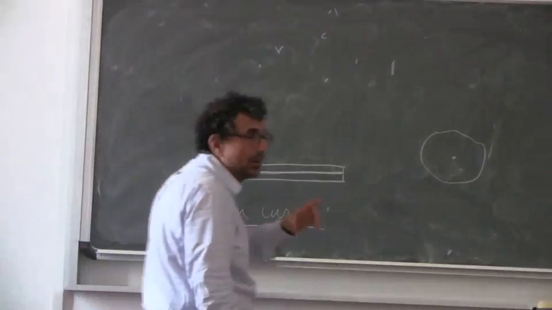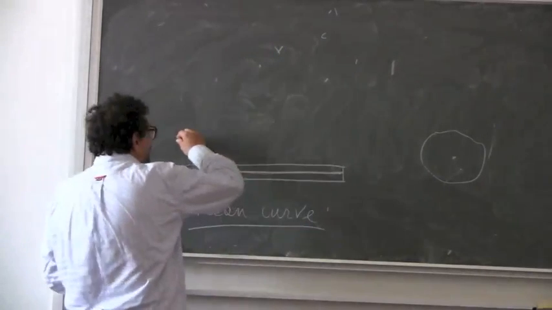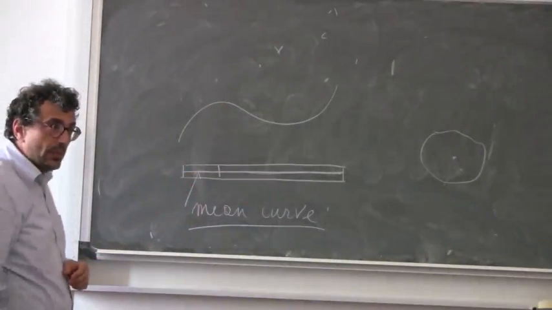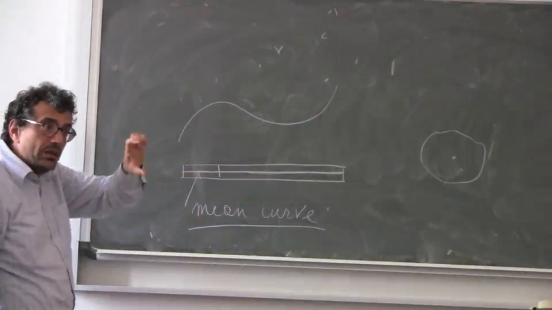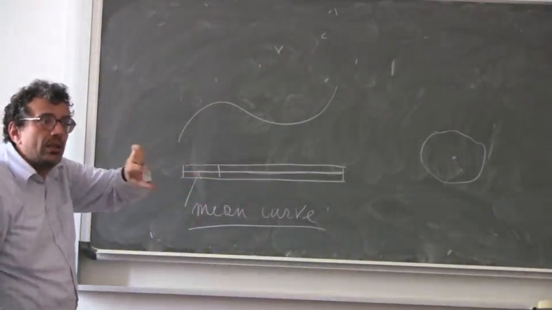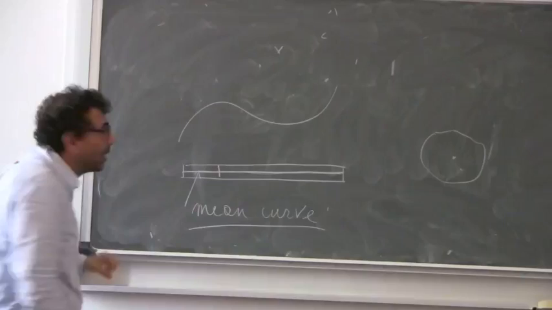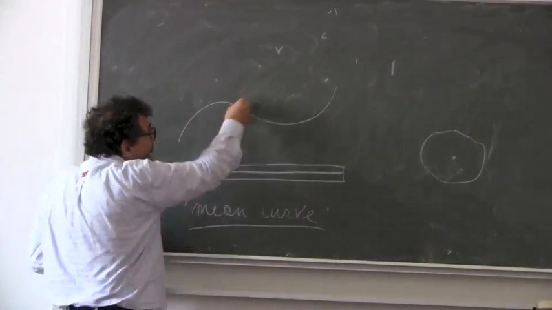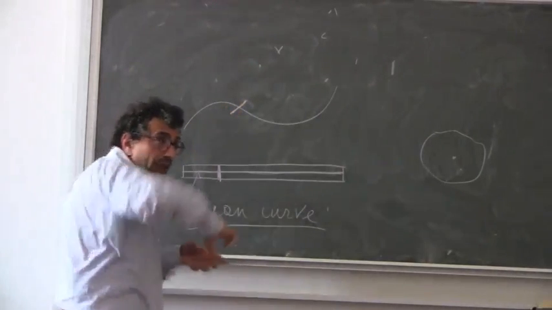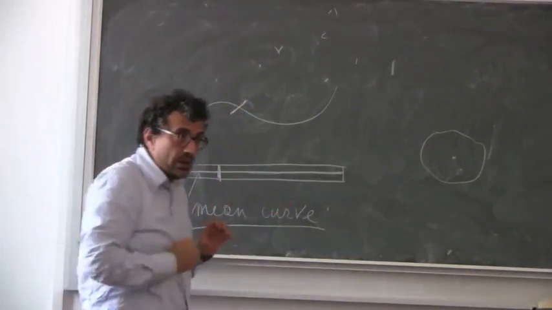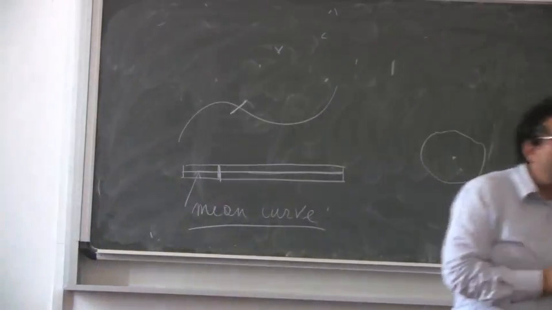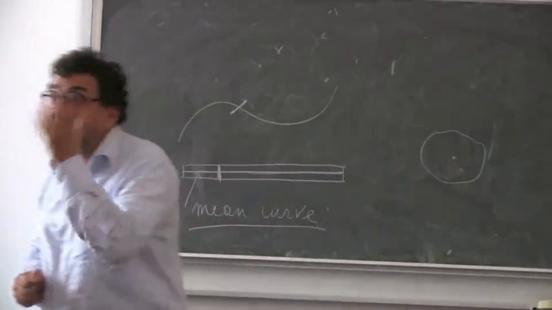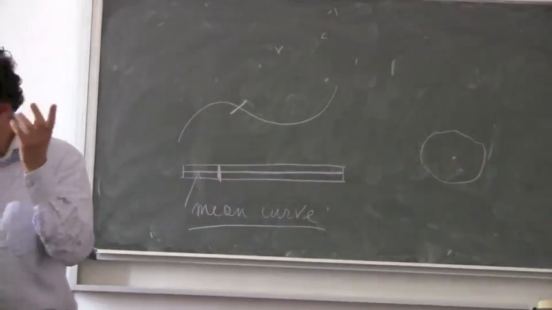We assume that when the mean curve has a shape, every section remains orthogonal to the mean curve. So the section which was orthogonal here will remain orthogonal even if the mean curve has changed its shape. Okay? So I have said this with words. Now I write it with formulas.